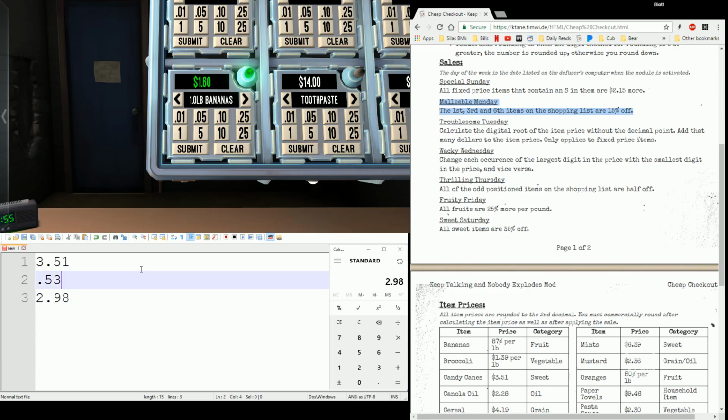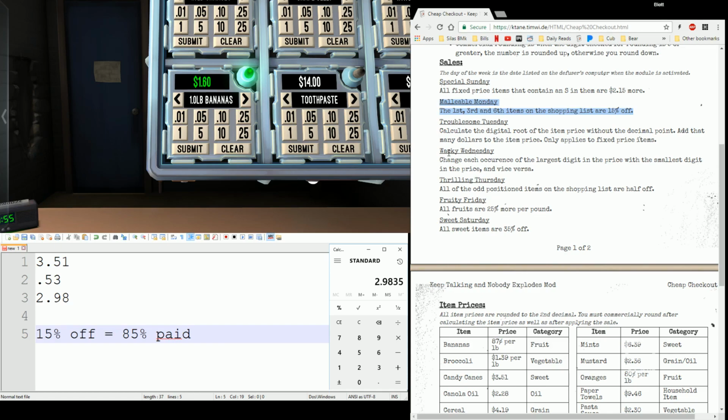However, easier, 15% off is the same thing as paying 85%, so you can just multiply that 351 in this case by 0.85, and round it, and that'll give you your answer.